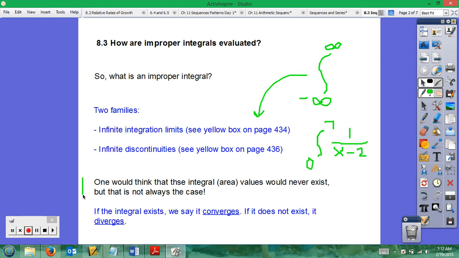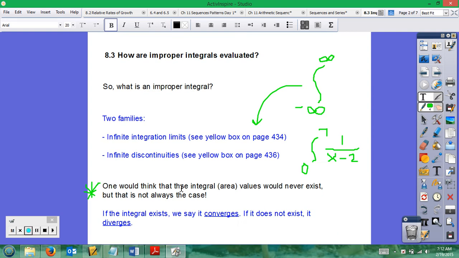If you look, you'd have 1 over 0, so that would be an infinite discontinuity. Now, one would think of these integrals as areas, right? They would never exist. How could it go out to infinity? Or if you have an infinite discontinuity, how could that possibly have a value? But that's not always the case, so that's where it might be counterintuitive. These do have values a lot of times, and that would be surprising. We'll look at one right away that does.